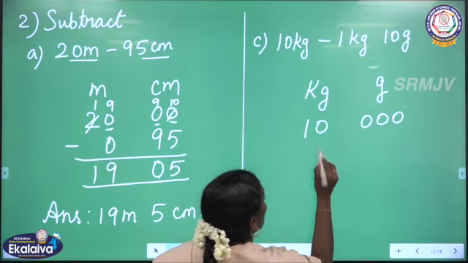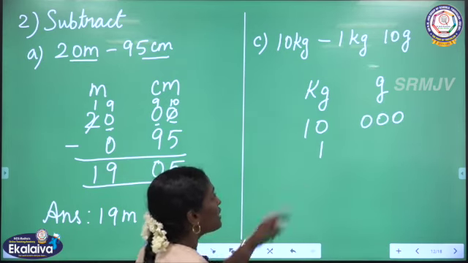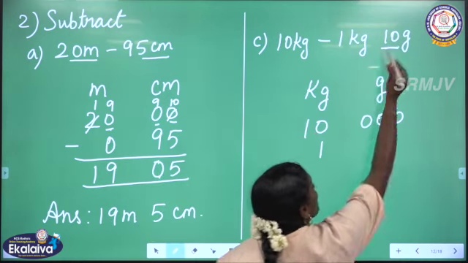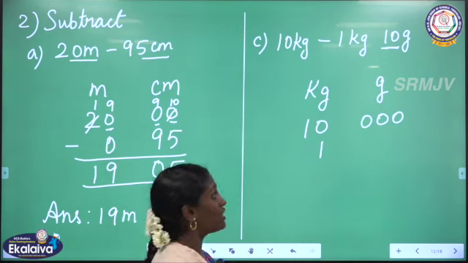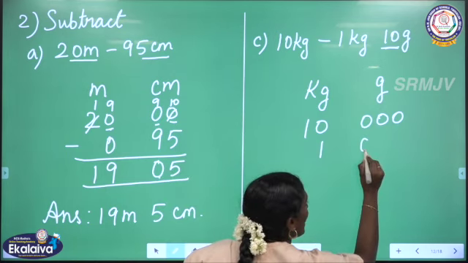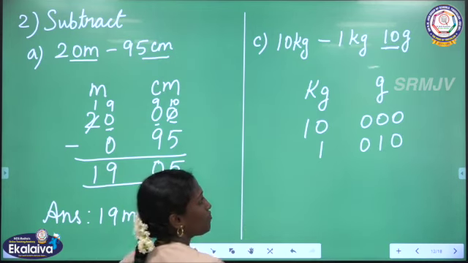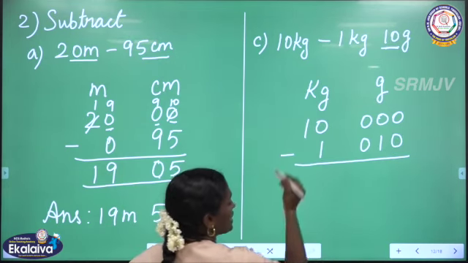Then the next one, 1 kilogram. 1 is a one digit number, so we have to write it in ones place. Then here we are having only a 2-digit number. 10 is a 2-digit number. So here for the 100 place we have to put 0. Then we have to arrange 10. Now we have to do the subtraction.